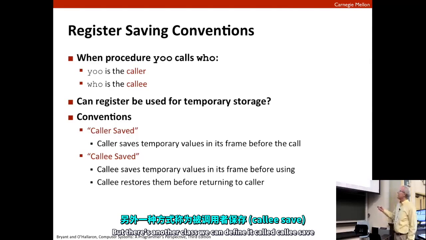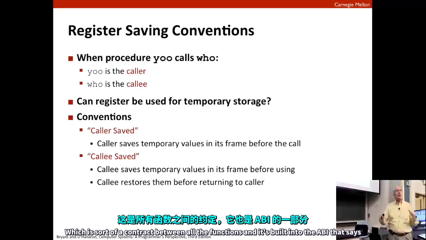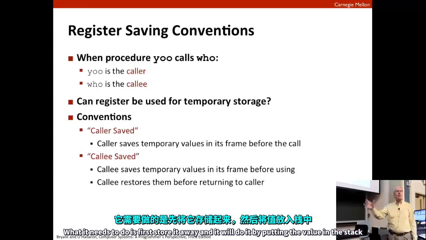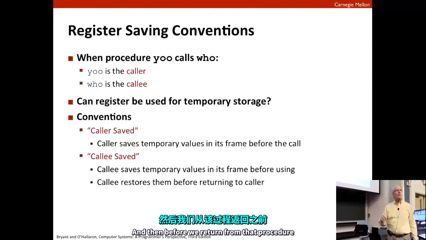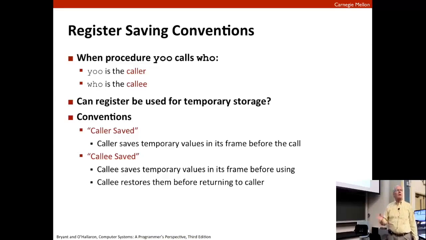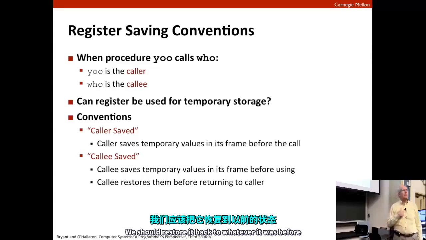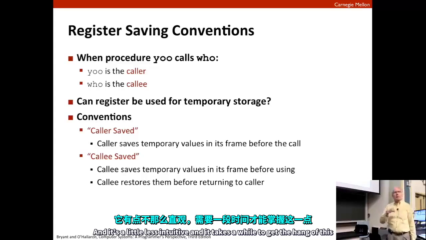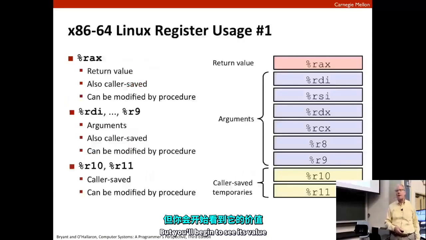But there's another class we can define, called callee save, which is sort of a contract between all the functions, and it's built into the ABI. It says, if a particular function wants to alter this register, what it needs to do is first store it away, and it will do it by putting the value on the stack. And then before we return from that procedure, we should restore it back to whatever it was before. So that's a convention called callee save. It's a little less intuitive, and it takes a while to get the hang of this, but you'll begin to see its value.